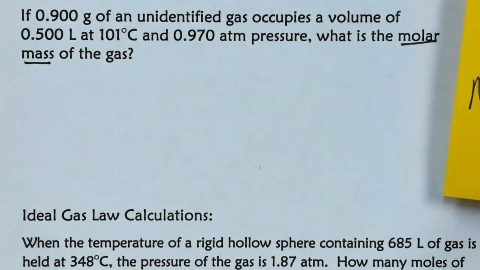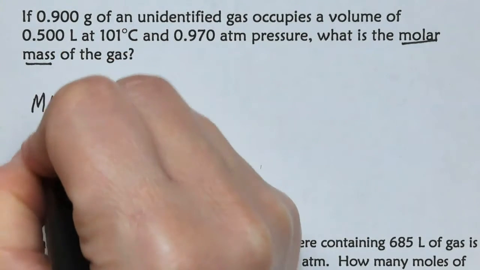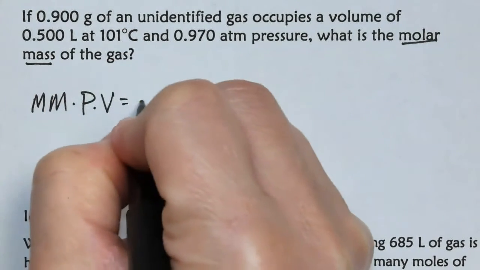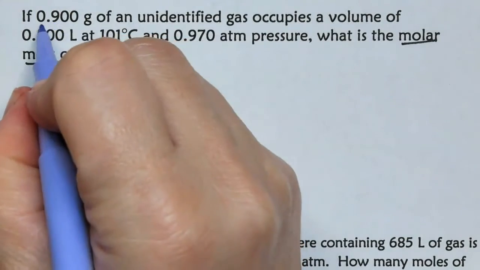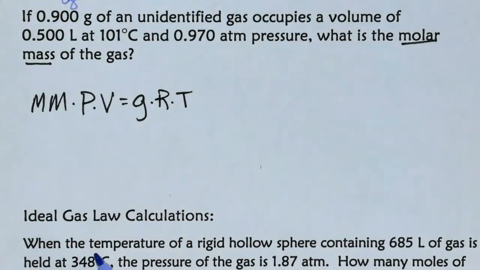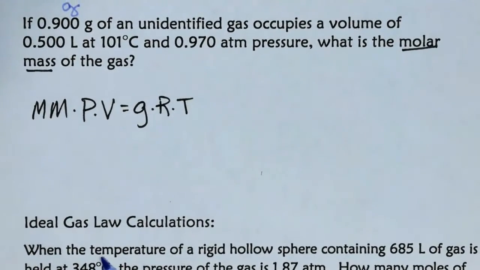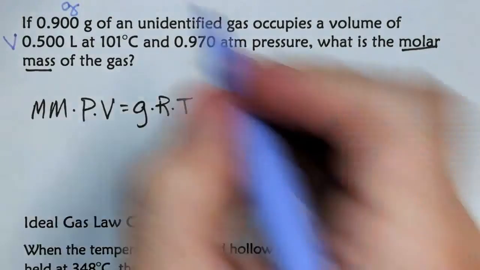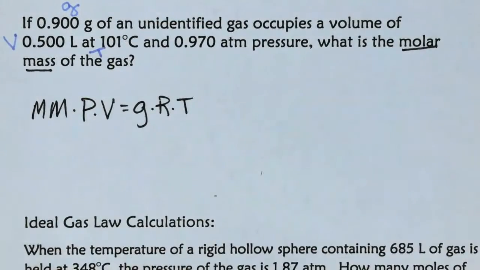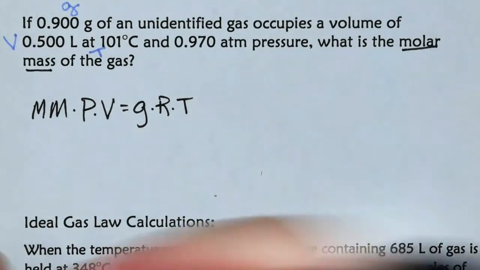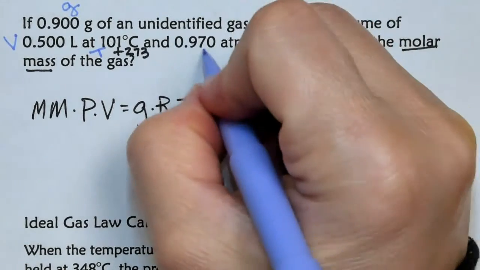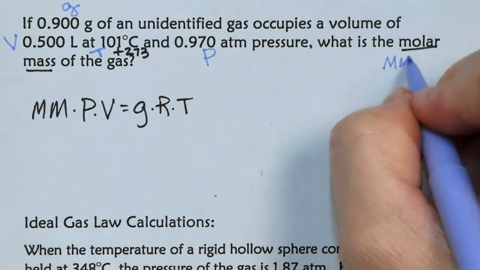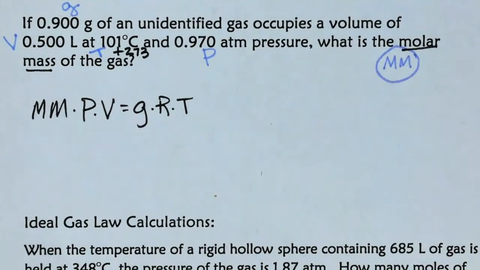So now that I know which equation I'm going to use, let me write it here. MM times P times V equals G times R times T. Eventually I will not put the dots, but for now, since we're new at this. This value here is our grams, and this value over here is our volume. This is our temperature, but we have to add 273 to change it from Celsius to Kelvin. So plus 273. This is our pressure, and the question is, what is molar mass? And so I'll circle it to know that that's my X.